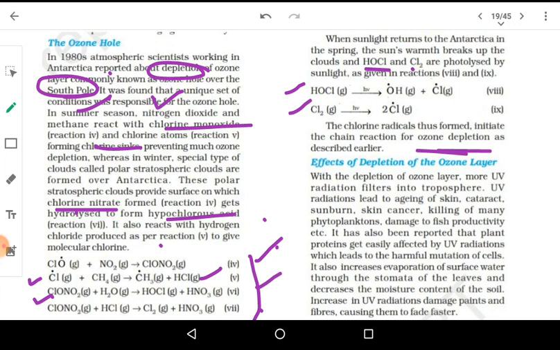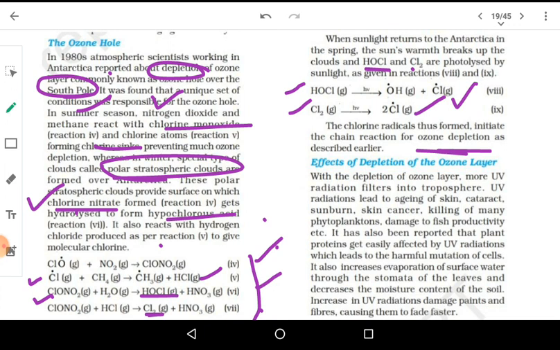In the summer season, what is happening? Nitrogen dioxide and methane are going to react with chlorine monoxide, and as a result they form the chlorine sink. Now during the winter, there is a special type of cloud known as polar stratospheric clouds, and these polar stratospheric clouds are responsible for the reaction of chlorine nitrate, which is going to react with water to form HOCl, and it can also react with HCl to form Cl2. Both of these, in the presence of sunlight, will get converted into chlorine free radical, and this chlorine free radical is again going to result in the depletion of ozone.